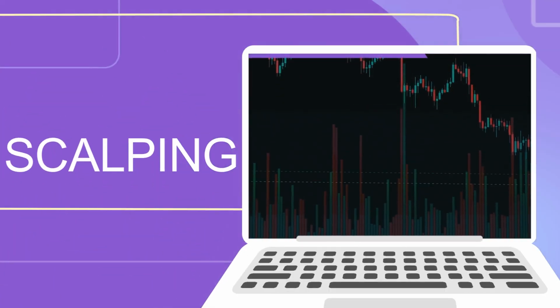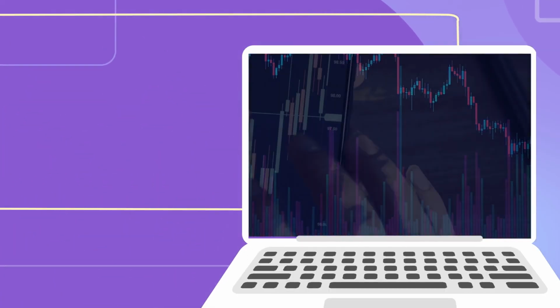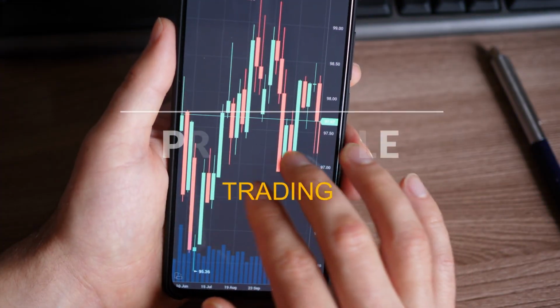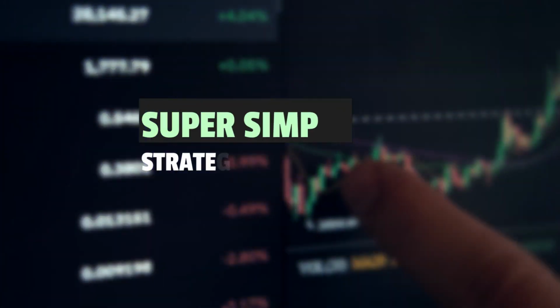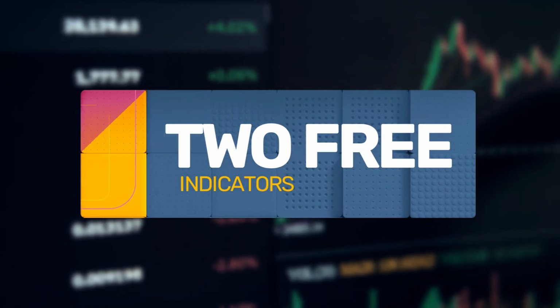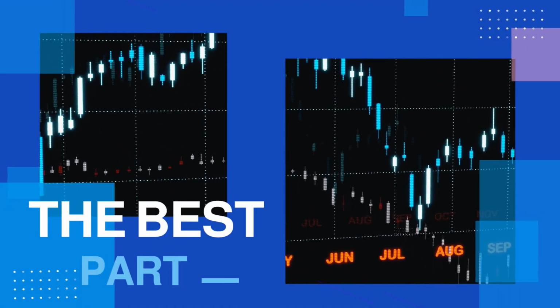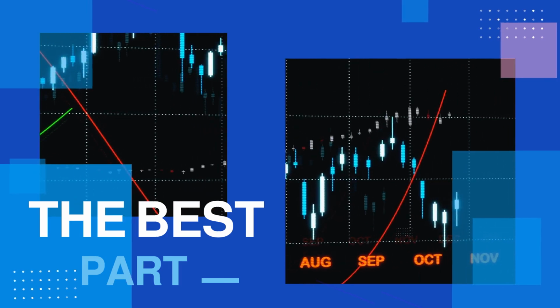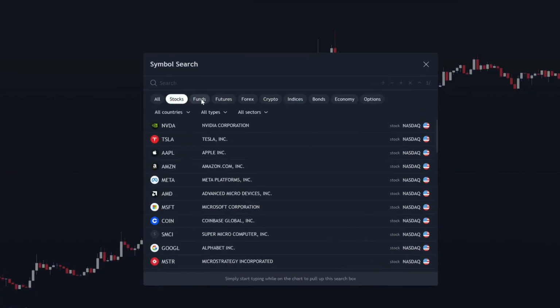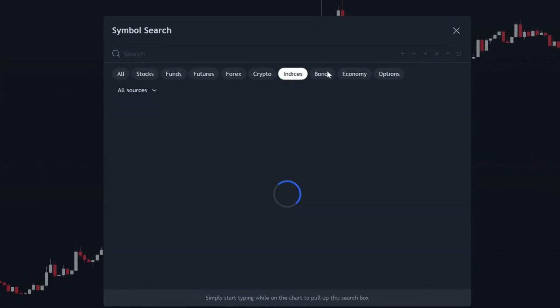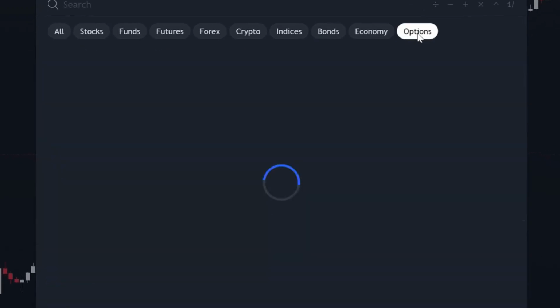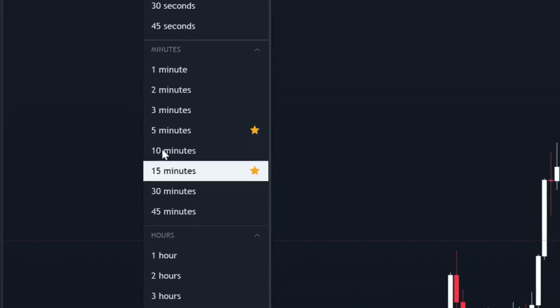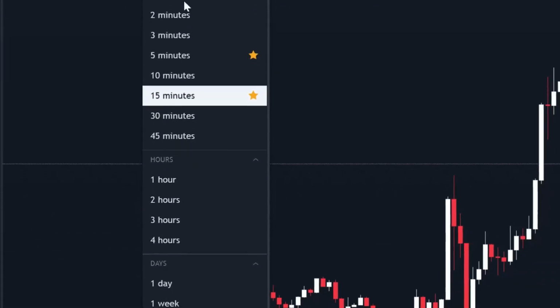Scalping can be a real roller coaster, but with the right tools, it can be a profitable one. Today, we're going to dive into a super simple strategy that uses just 2 free indicators from TradingView. The cool thing about this strategy is that it's super adaptable. It works on any trading pair and any time frames, so you can use it no matter what the market is throwing at you. Let's see if we can crack the code together and find the winning formula.